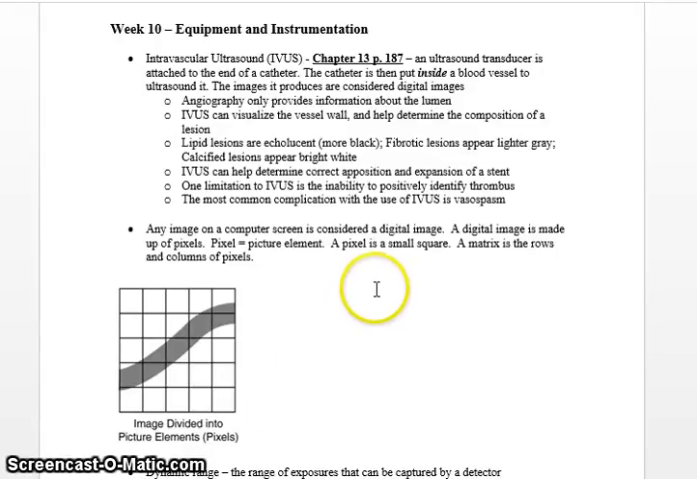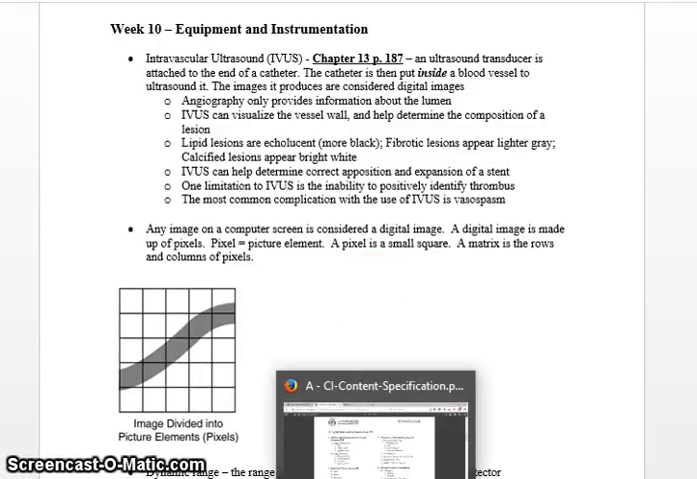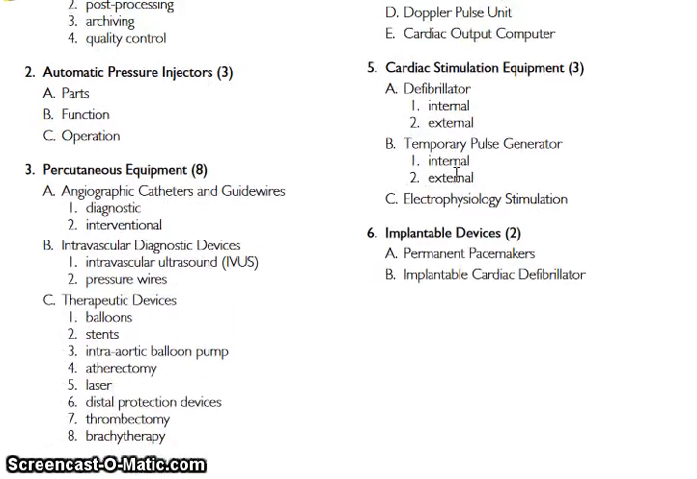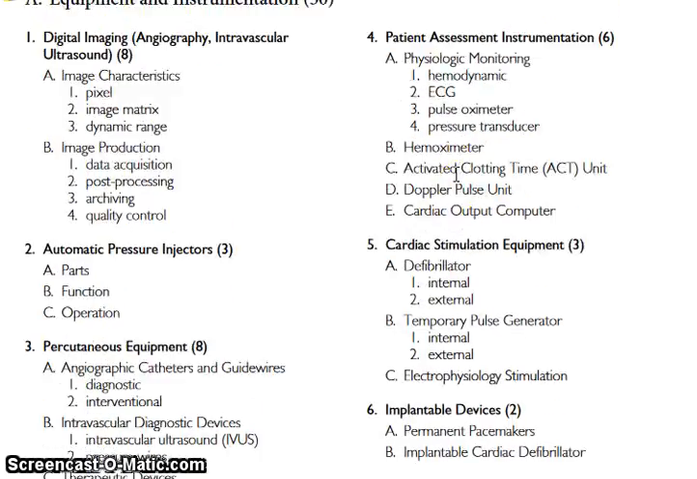Week 10 is equipment and instrumentation. And I just kind of want to show you where week 10 comes from. It comes directly from the ARRT content specifications. This is equipment and instrumentation from the ARRT content specifications. And so week 10 follows this format.